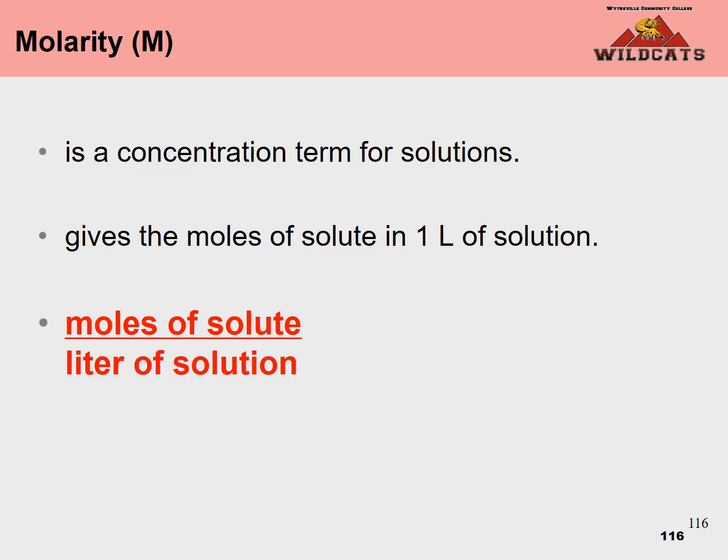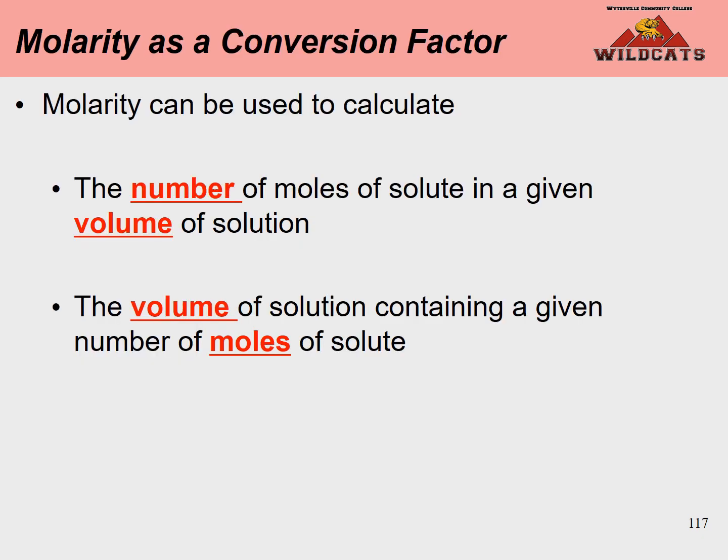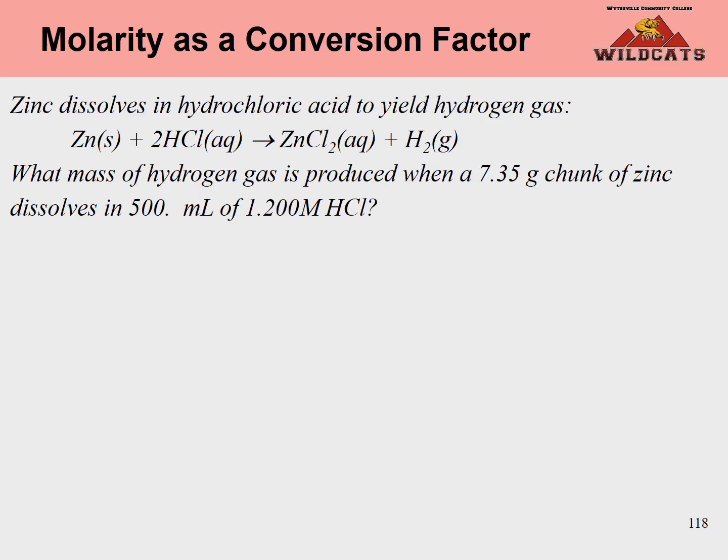So if you remember, molarity is a concentration, and it's the moles of solute over liters of solution. So we can use this as a conversion factor instead of grams per mole or Avogadro's number per mole. We can use moles per liter. Okay. So the molarity can be used to calculate the number of moles of solute in a given volume of solution, or the volume of solution containing a given number of moles of solute. So now we're going to apply the molarity to a balanced chemical equation. So we're going to use it as a conversion factor.